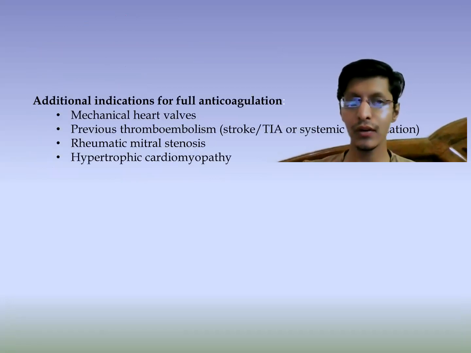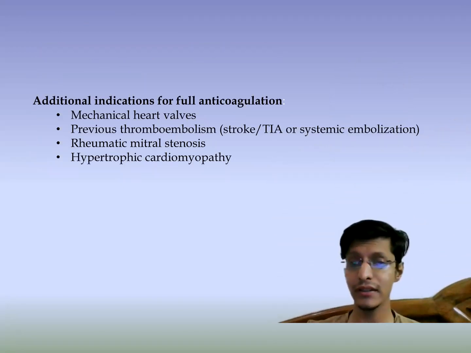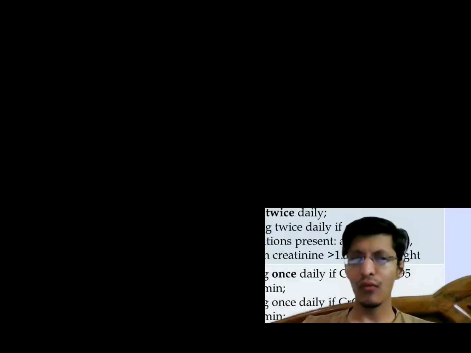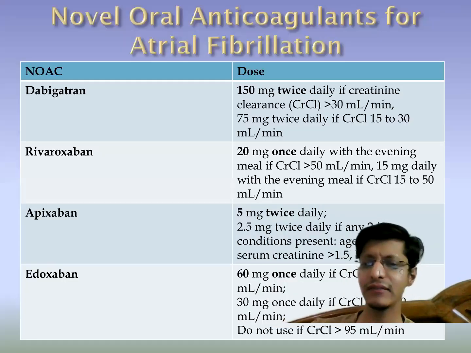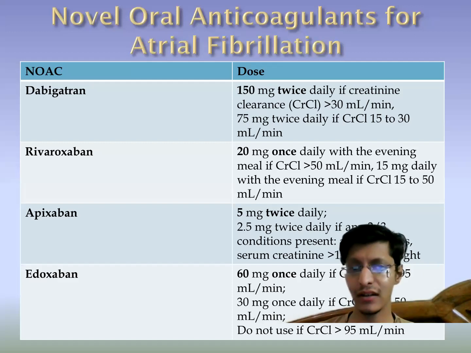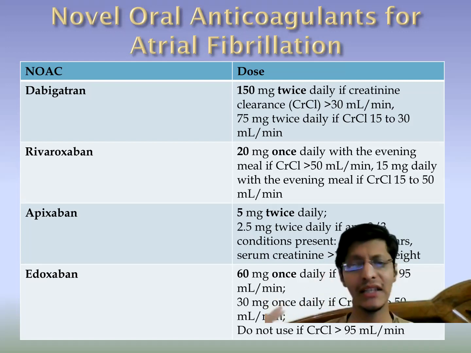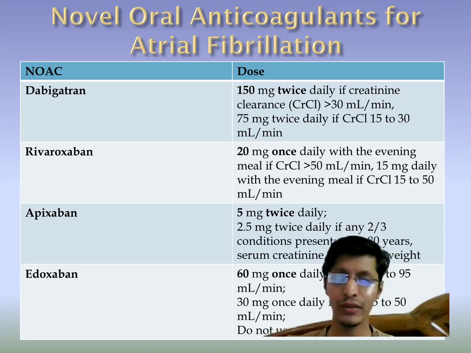Now, what are the indications of full anticoagulation? If the patient has a mechanical heart valve, a previous thromboembolism, rheumatic mitral stenosis, or hypertrophic cardiomyopathy. Okay. What are the newer oral anticoagulants? We have dabigatran, rivaroxaban, apixaban, and edoxaban. This is such an important question. It is always asked in theory, whether it be MBBS, MD, DNB. In practicals they'll always ask you what are the NOACs.